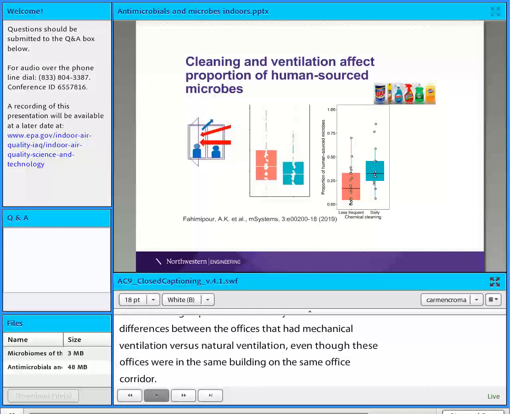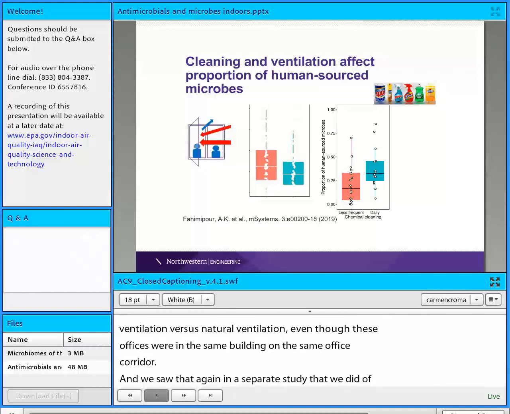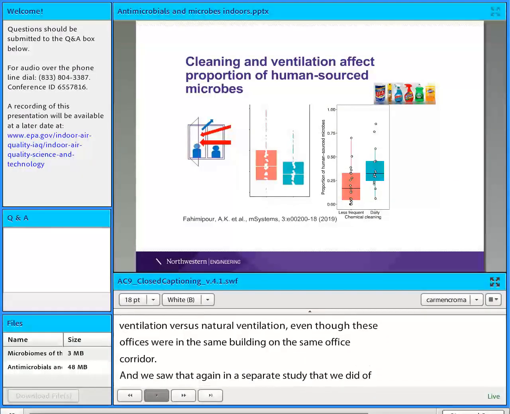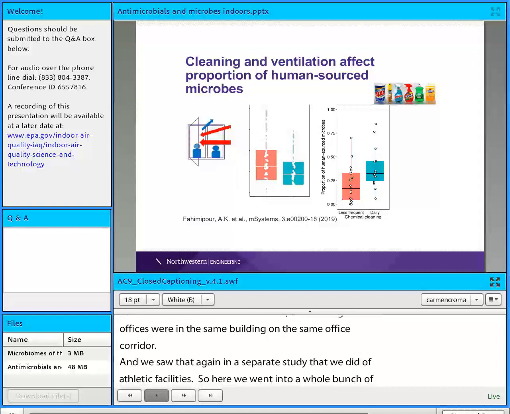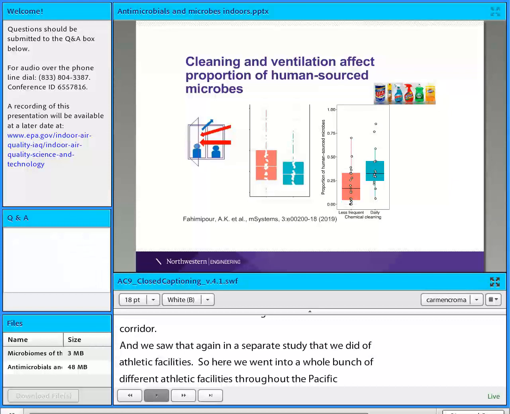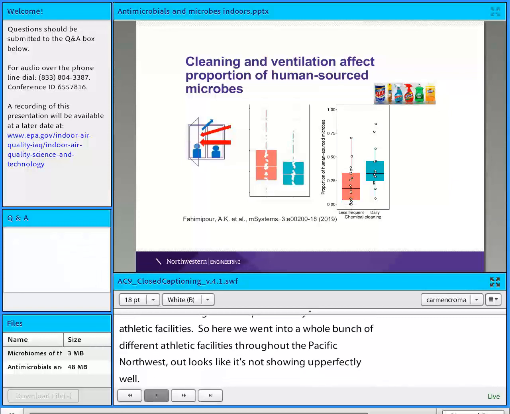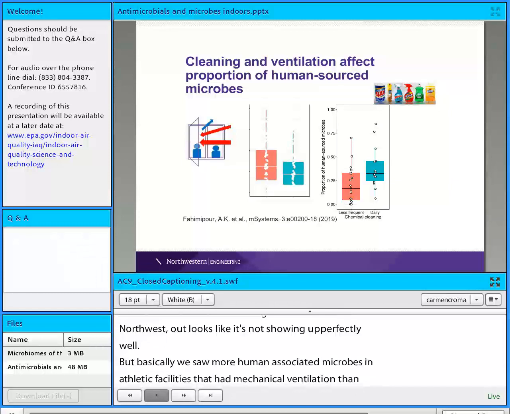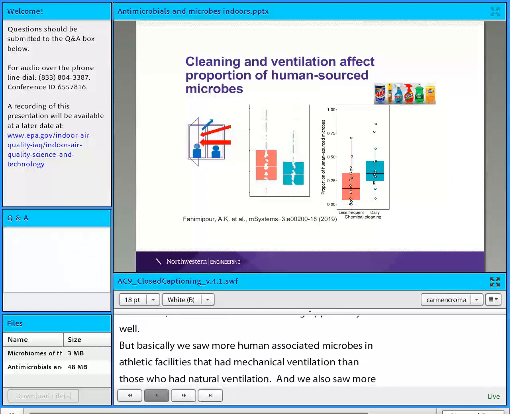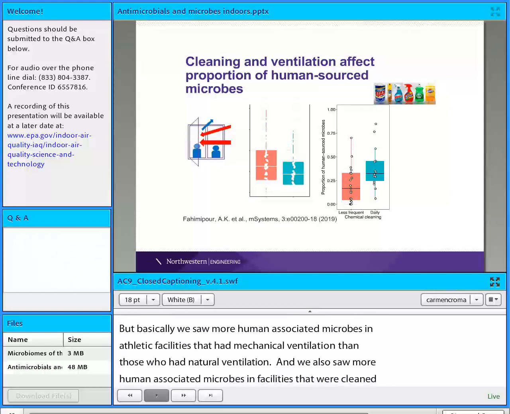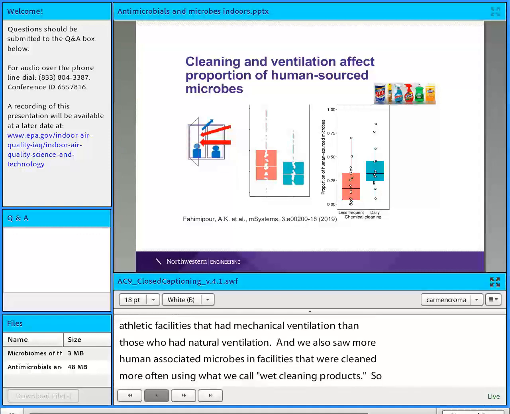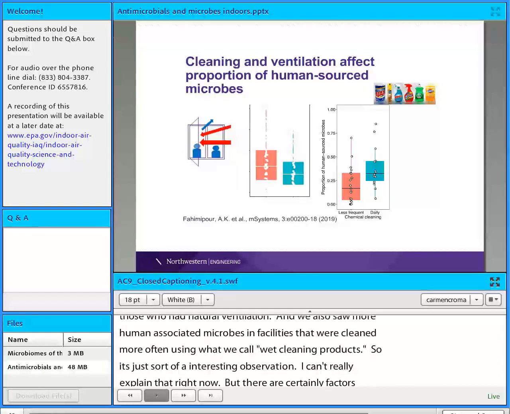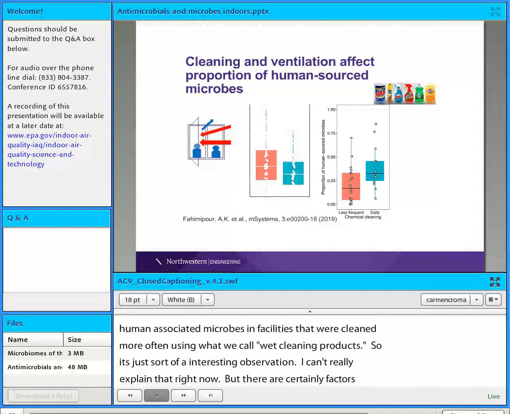And we saw that again in a separate study that we did of athletic facilities. So here we went into a whole bunch of different athletic facilities throughout the Pacific Northwest. And it looks like it's not showing up perfectly well, but basically we saw more human-associated microbes in athletic facilities that had mechanical ventilation than those that had natural ventilation. And we also saw more human-associated microbes in facilities that were cleaned more often using what we call like wet cleaning products. So it's just sort of an interesting observation. I can't really explain that right now, but there are certainly factors such as ventilation that affect what kinds of microbes are in the built environment around us.